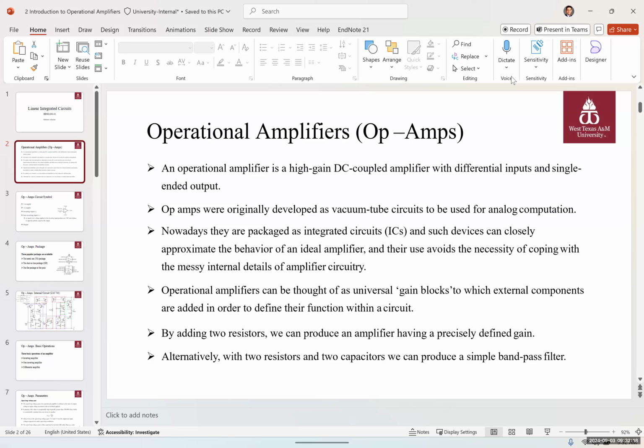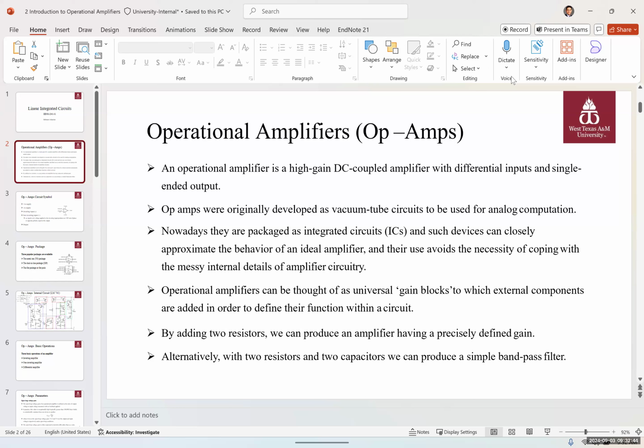These operational amplifiers have unique features. One main feature of these operational amplifiers is their high gain. So they provide pretty good gain, voltage gain in particular, and they could be easily designed to build different filters as well.